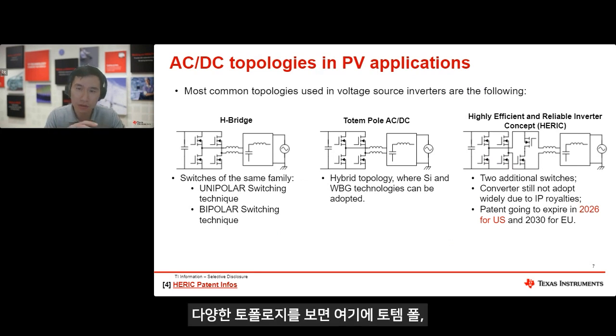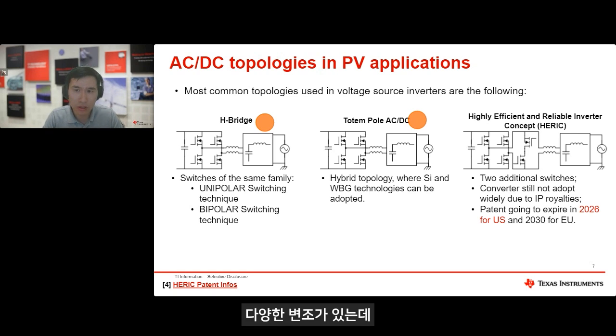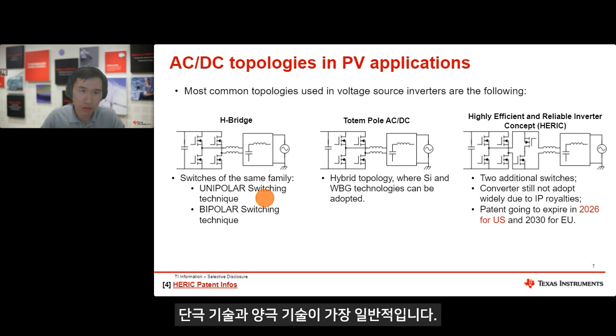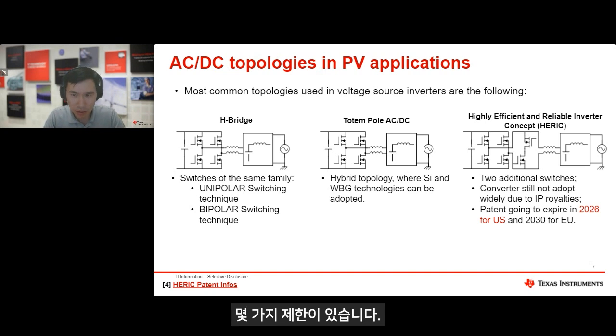For the VSI topologies, two-node pole, AC/DC, and H-bridge inverter solutions with different modulation, including the unipolar solution, unipolar technique and bipolar technique, are the most common ones. The parent inverter, on the other hand, has its own advantage, but right now it has some limitations for wide spreading because of the IP royalty.